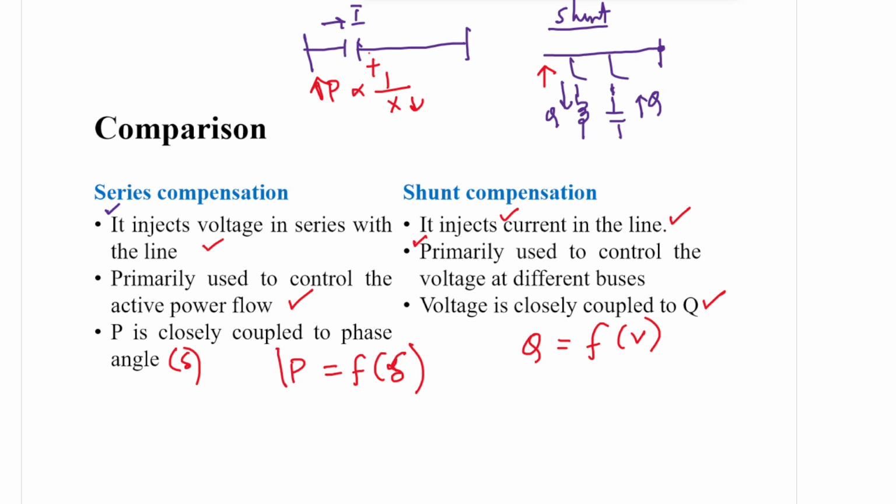Now why I have written this, it can be proved mathematically, but for the time being you consider this statement. The proof of this statement is beyond the scope of this section, so I am skipping that. So due to this fact, series compensation is primarily used to control the flow of power, active power rather, and since it draws reactive power or injects reactive power, the voltage is maintained by shunt compensation. This is the difference.